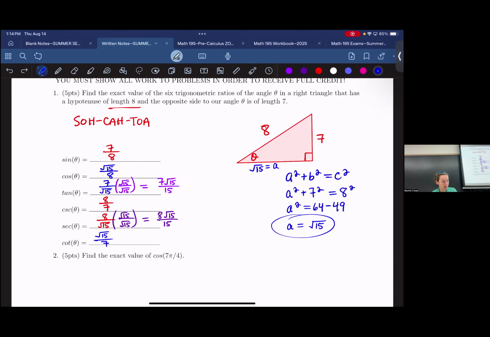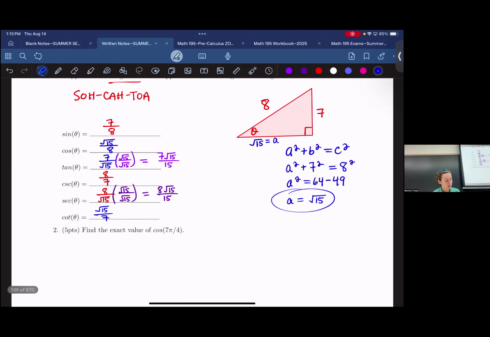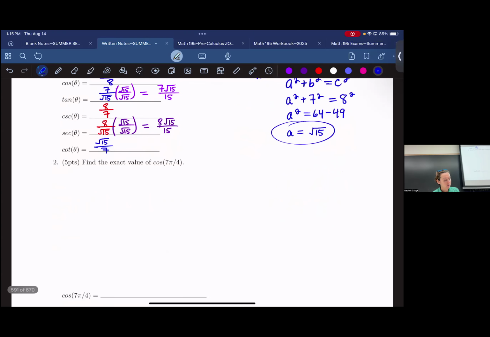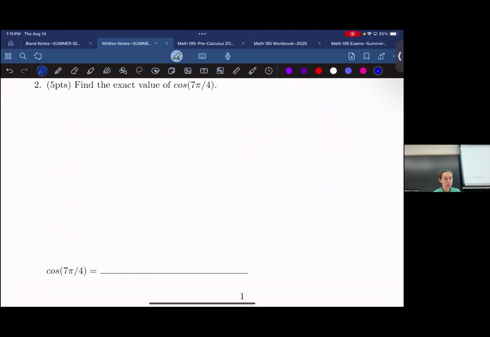Any questions on this one? Again, mark it up if you did make any mistakes. And now we're going to move on to our question 2, which we want to find the exact value of cosine 7 pi over 4.